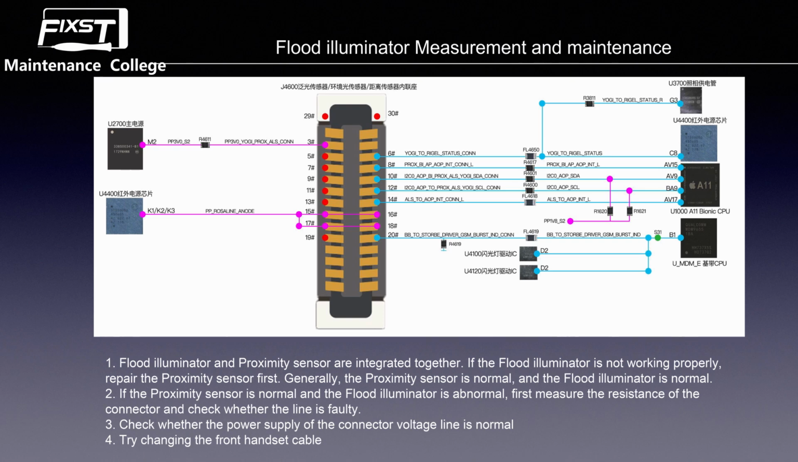If the proximity sensor is normal and the flood illuminator is abnormal, first we need to test the resistance of the connector to check whether some line is failed. After that, we need to check whether the power supply of the connector voltage line is normal. And number 4, we need to try changing the front handset cable, the front receiving cable.